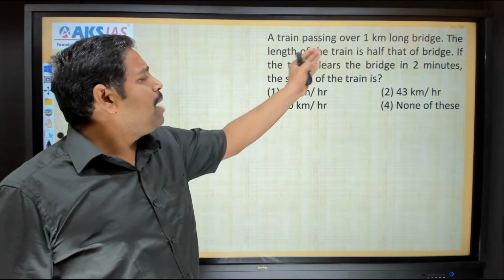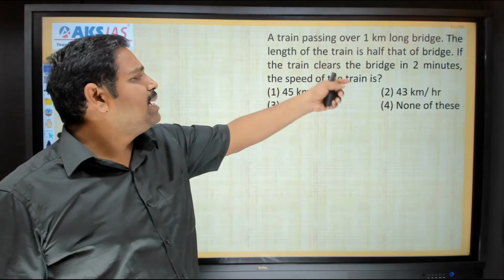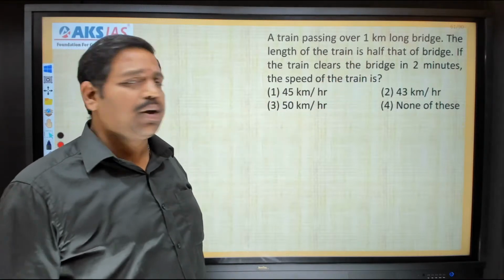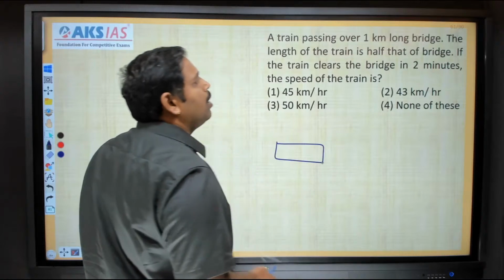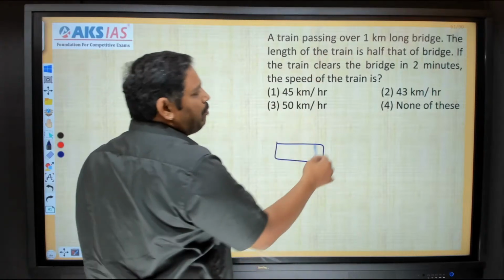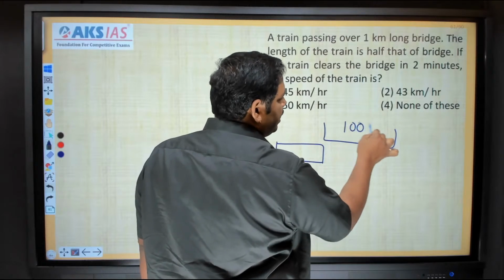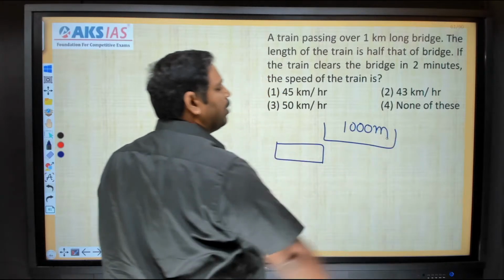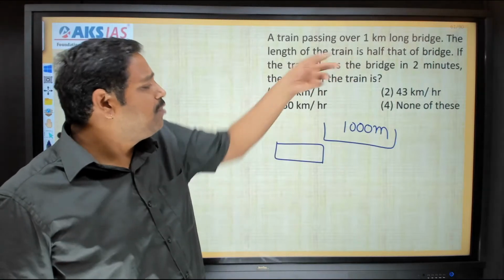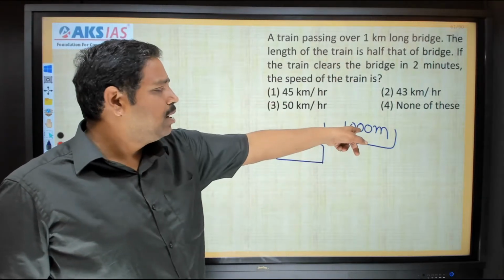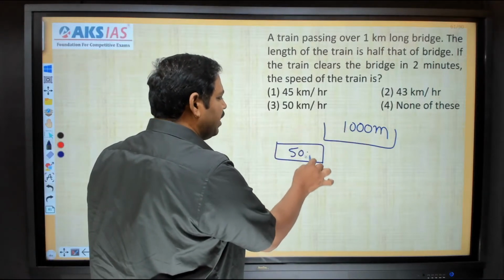A train passing over a 1 kilometer long bridge. The length of the train is half that of the bridge. Okay, what he said is, there is a train. Assume this is my train, my beautiful train. It is passing over a 1 kilometer bridge. 1 kilometer means in general the distance will be in terms of meters, right? That's why I am converting 1 kilometer into meters. So 1,000 meters. The length of the train is half that of the bridge. What is the length of the train? Half of 1,000 meters, that means its length is 500 meters.